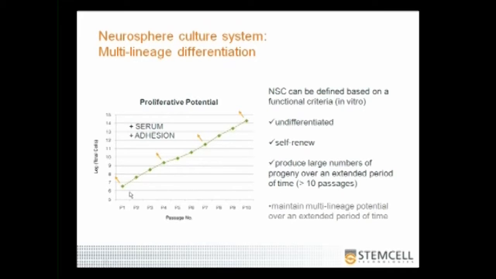If cells were to be removed at different times during the expansion phase of the culture and exposed to serum and adhesion substrate, the cells would immediately differentiate.